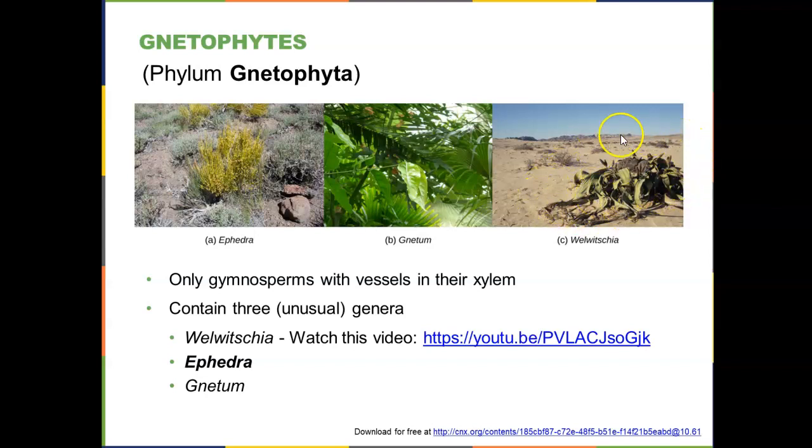And this plant right here is a famous, long-lived, very, very unusual organism. There's a great video on Welwitschia. It's not core to this unit right here, so I'll leave this for you to watch, but I strongly encourage it. If you're curious, go ahead and watch this video.